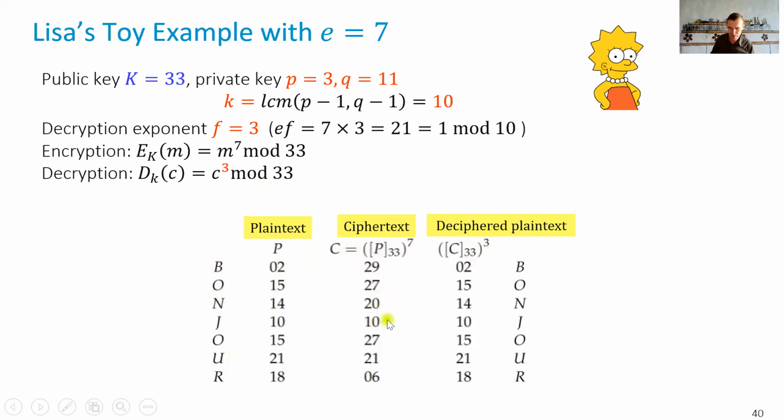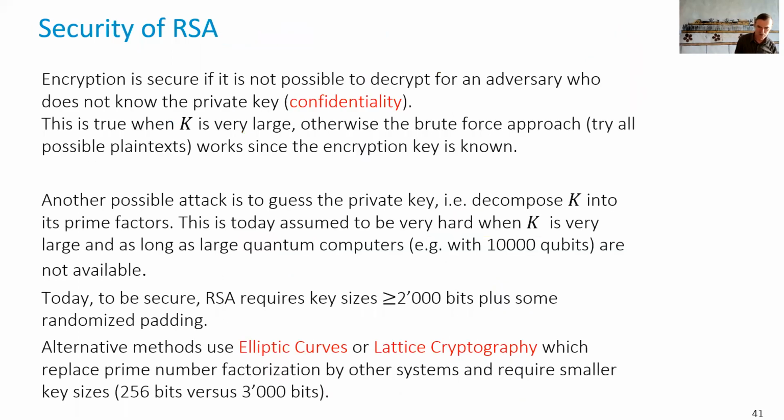For example, here, if I have received 10, 10 to the power 3 gives me 1000. 1000 modulo 33, the remainder happens to be exactly 10. So we see that taking the number back to the power 3 gives us exactly the same original plain text here. So I can decipher if I know the private key.